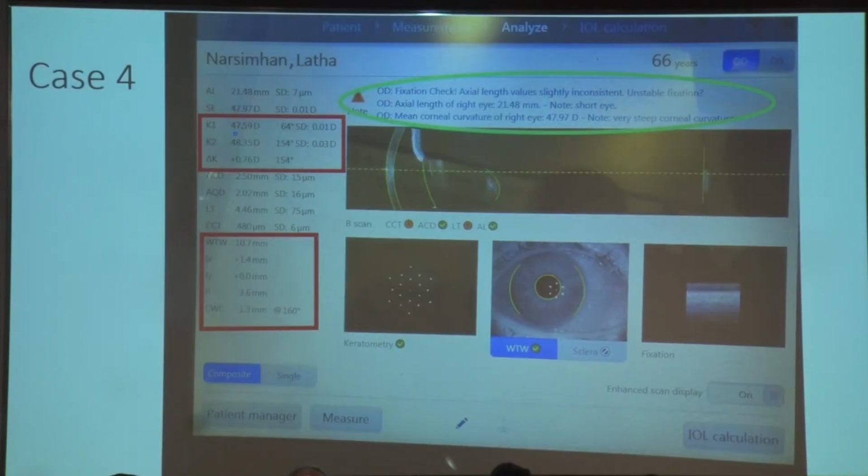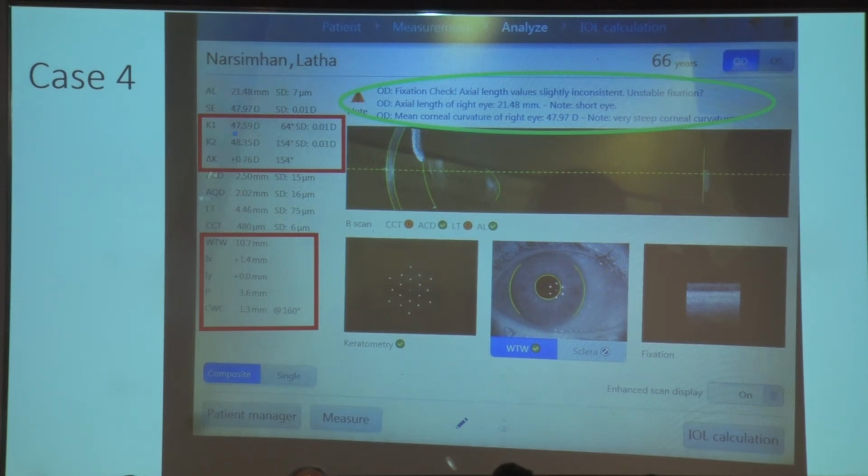Now for example, here you have a case. The IOL Master will actually give you alerts, like if the fixation check is right or wrong, if the axial length values are not consistent, or if it's too short, or if it's a too steep cornea. Here you also look at the IX and the IY, which is the chord mu, so you know whether it's a higher angle kappa or not.